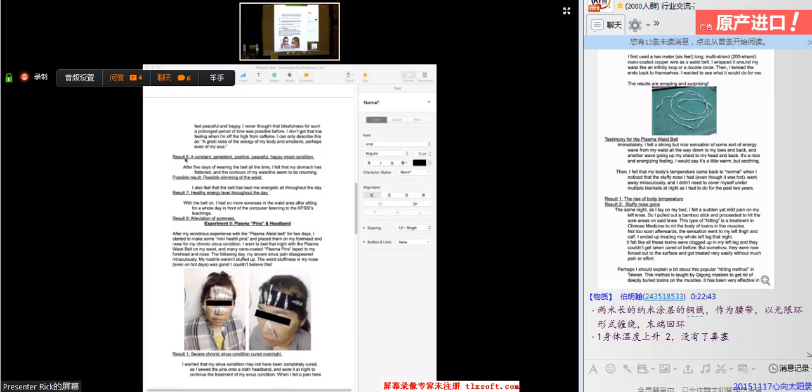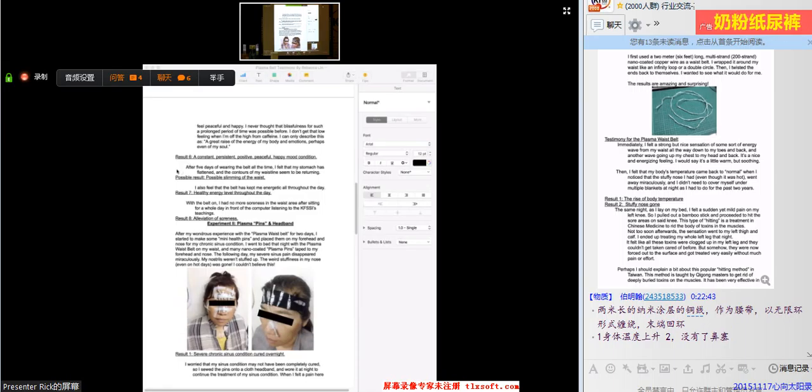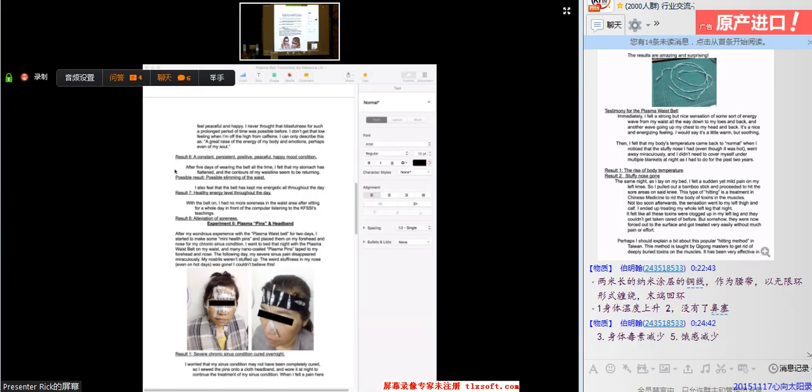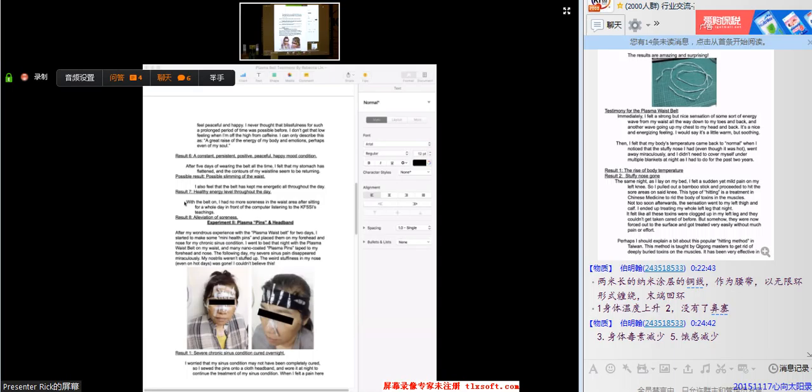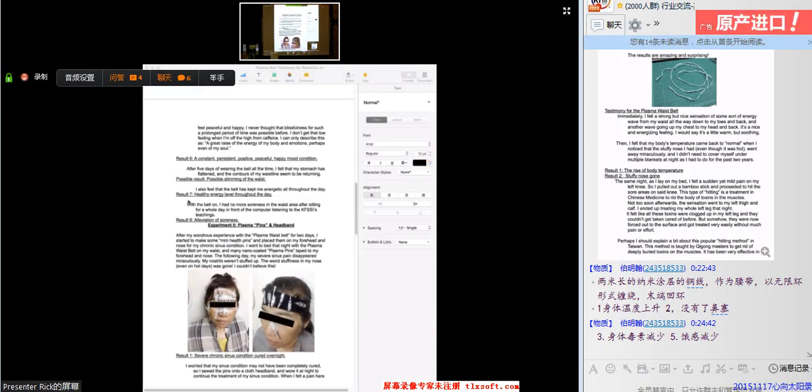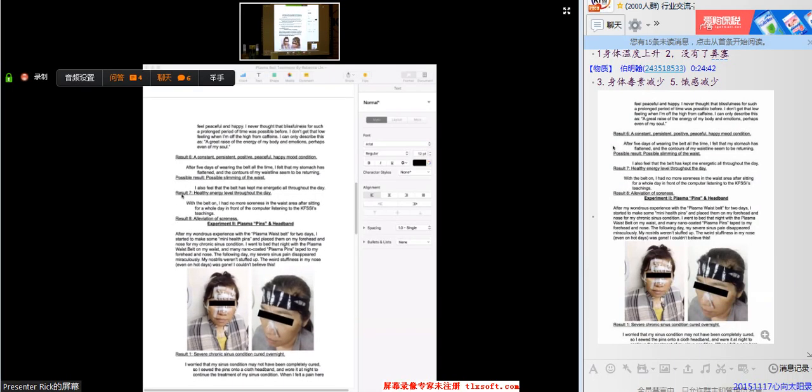So result 6 is a constant, persistent, positive, peaceful, happy mood condition. After 5 days of wearing the belt all the time, I felt that my stomach has flattened and the contours of my waistline seem to be returning. Possible result, possible slimming of the waist. I also feel that the belt has kept me energetic all throughout the day. Result 7, healthy energy level throughout the day.